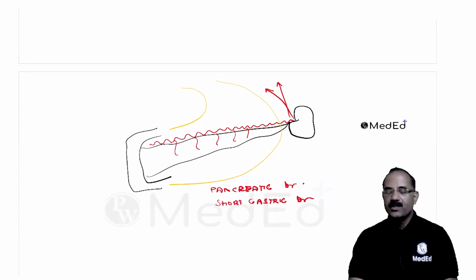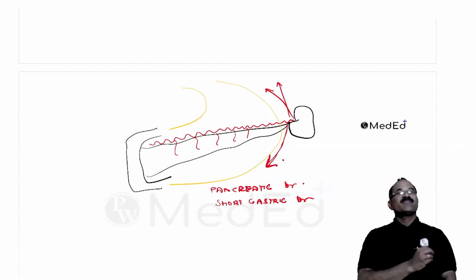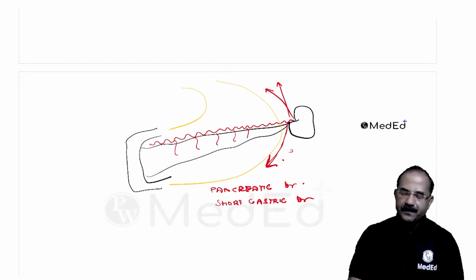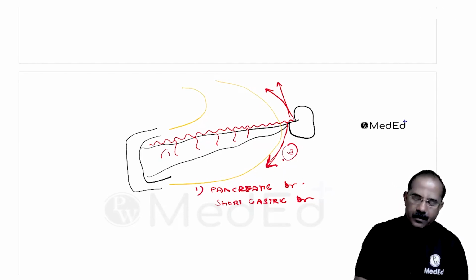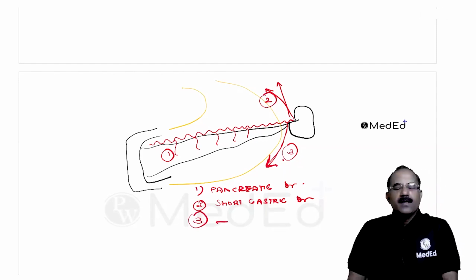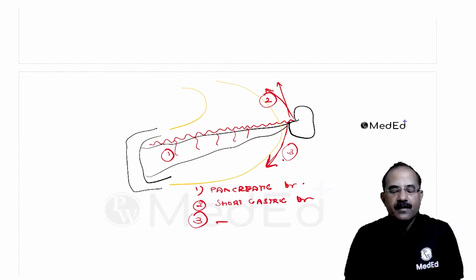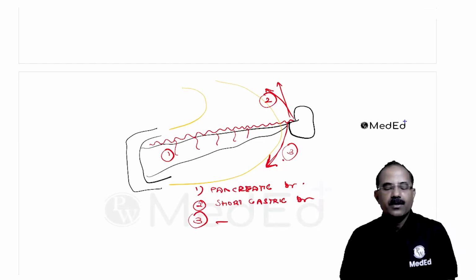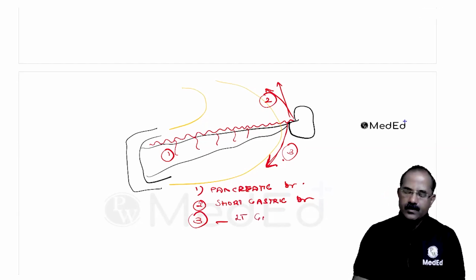And there's a branch which goes along the greater curvature of the stomach. Can anyone tell me this branch? Anyone? Number 3. These are pancreatic branches. I'll put number 1. These are the pancreatic branches. Number 2 are the short gastric branches. And what is number 3? Anyone? Akhand, what is that? Yes, I'll say it. It is the left gastroepiploic.